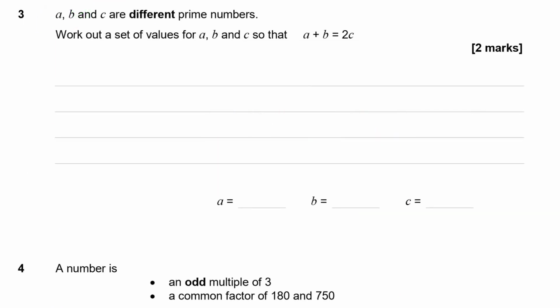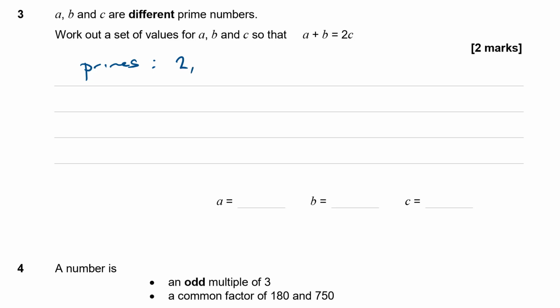Question 3. A, B, and C are different prime numbers. Work out a set of values for A, B, and C so that A plus B is equal to 2C. Okay. Where do we start? It's a bit tricky, this one. I think probably what we want to do is just maybe list out some of the primes. Okay, so what are the primes?